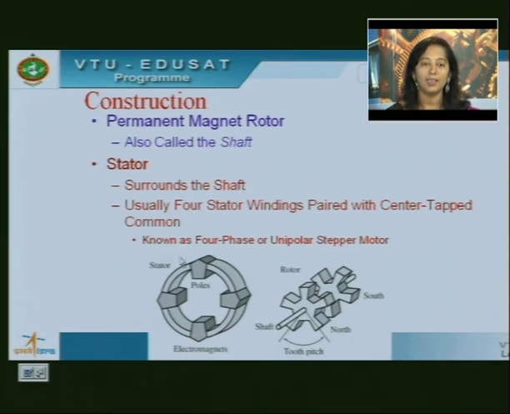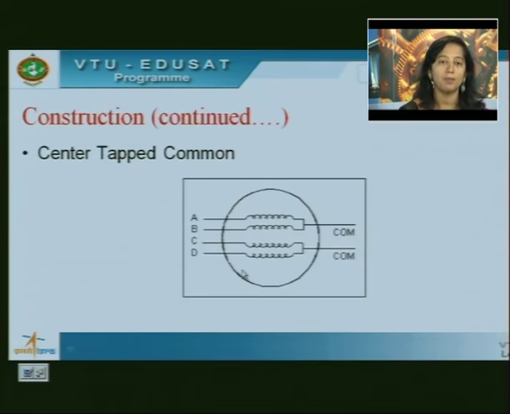So, as you can see here, these are the stator poles which will surround the rotor or the shaft. We have a central shaft, surrounding that we have the gear teeth like mechanism. This whole unit becomes the rotor unit or the shaft, and this will be present inside these stator poles. Since we use 4-phase excitation, it is called a unipolar stepper motor.